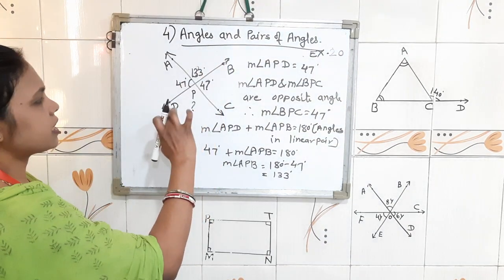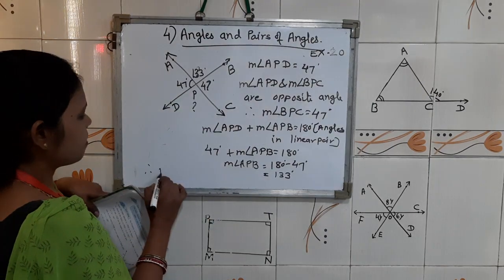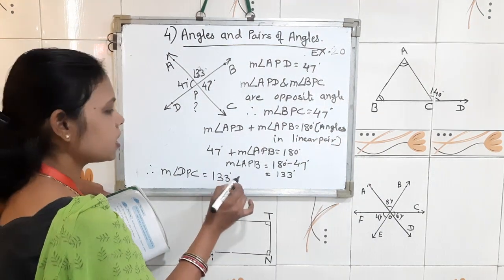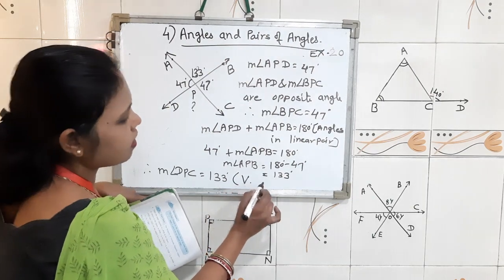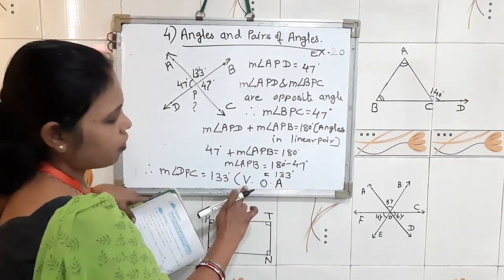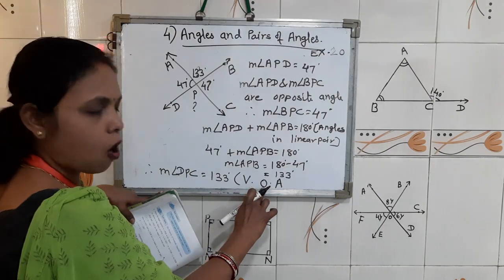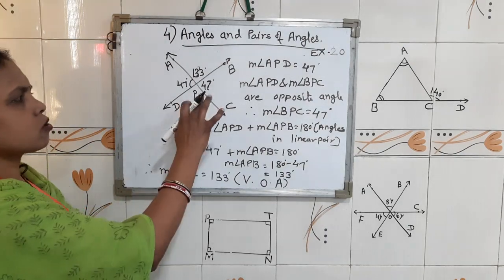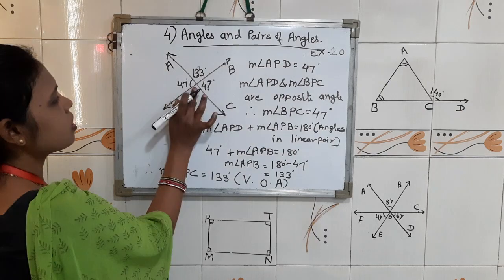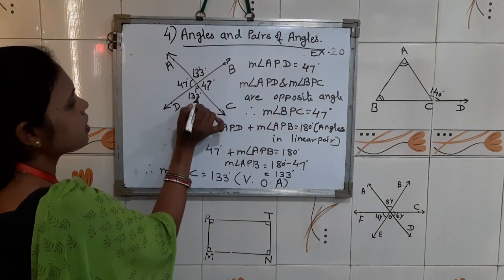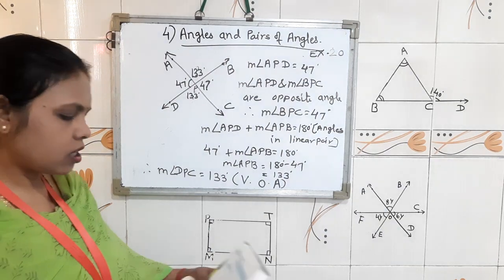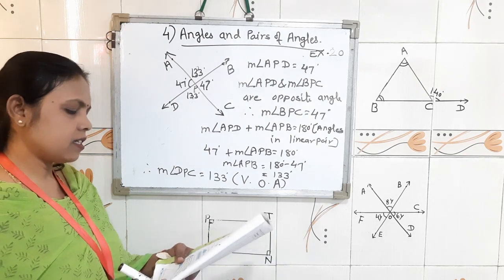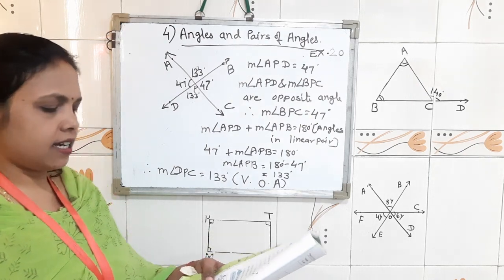Opposite of this, that is DPC. Therefore, measurement of angle DPC equal to 133 degrees because vertical opposite angle. V for vertical, O for opposite, A for angles. So I hope you all understood the given sum. Here this one write down 133 degrees. Okay.